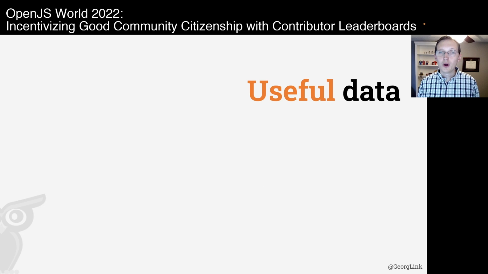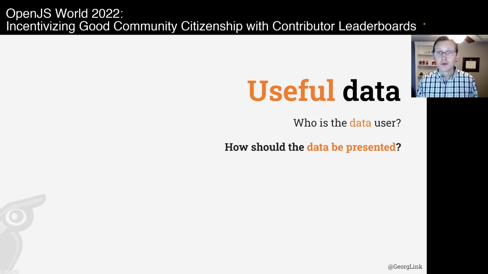Now, once we have all the data we've collected from the data source, we have the raw data, we've enriched it, we've made it useful, but useful to whom? Different users have different expectations or different needs from the data. So we need to think about that and then figure out how they want the data presented.